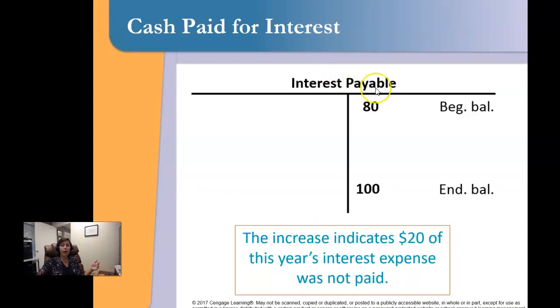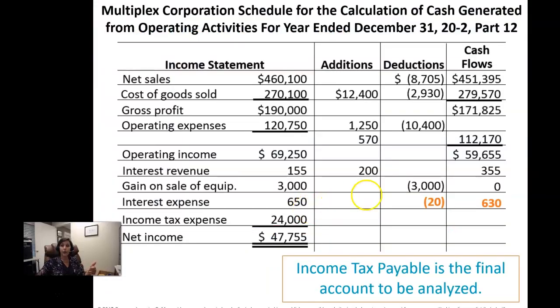Hopefully you're thinking payable, liability. How am I going to treat a liability if it goes up or down? Hopefully that's the analysis you're starting to undertake at this point. What we see here is that we started with 80, we ended with 100, so we know that our liability went up. And the way that we treat the increase of a liability on the statement of cash flows is that we will subtract it. It will be a deduction from our statement of cash flows.